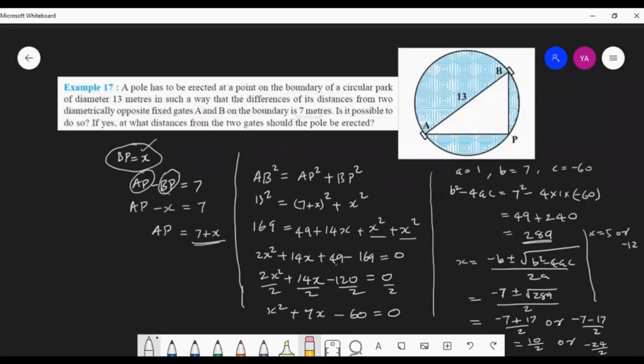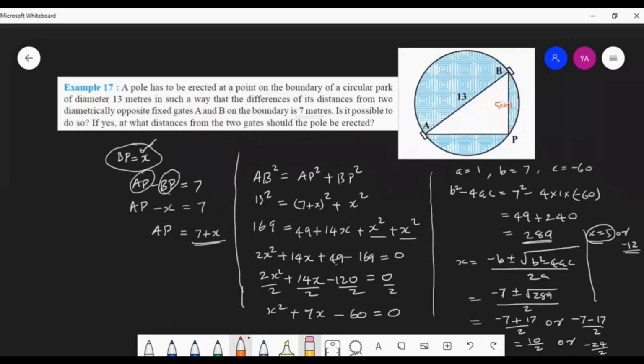But the distance cannot be negative. So we choose the value x is equal to 5. x is equal to 5 means BP. We have chosen BP is equal to x. That means this distance is 5. Okay, this distance is 5.